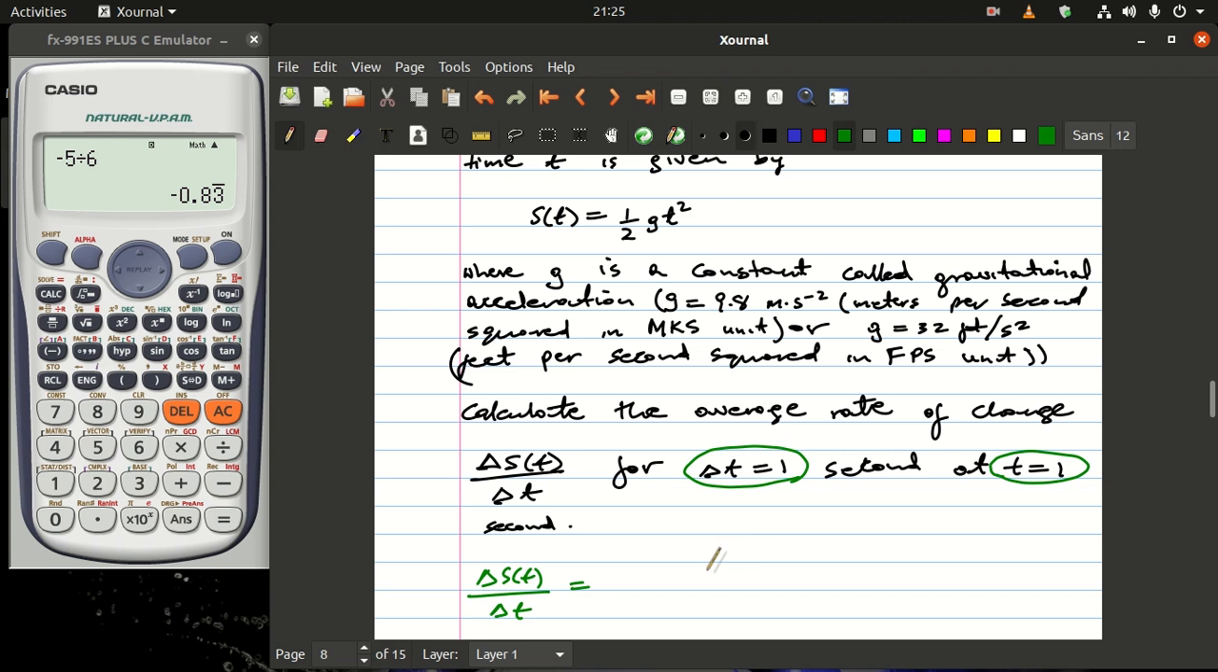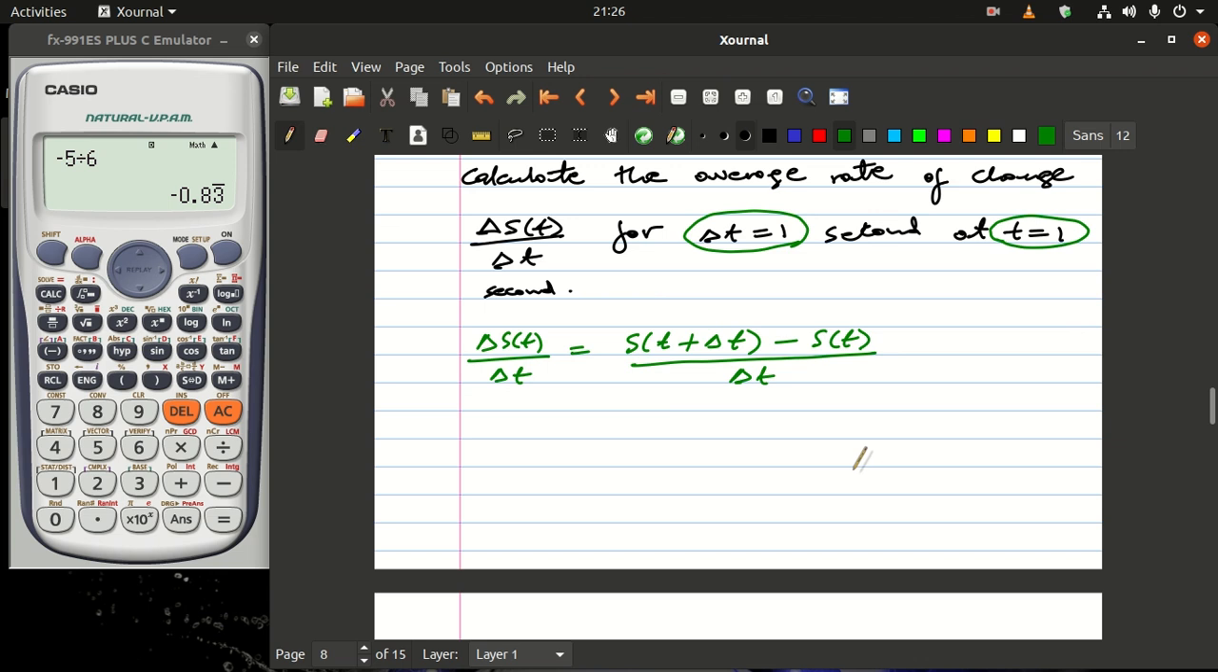All we need to realize here is that we will end up having s of the initial time, plus the change in time, minus s of the initial time, divided by the change. So we use this formula if we're given this, as we said earlier. Let me work this one out. The initial time is 1 second, the change in time is 1 second, so this is going to be s of 2 minus s of 1. Take note that 1 divided by 1 is not going to make any difference here.